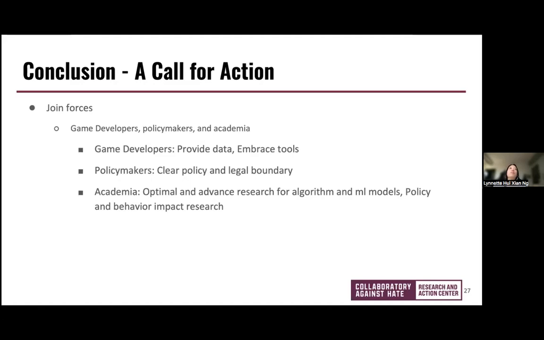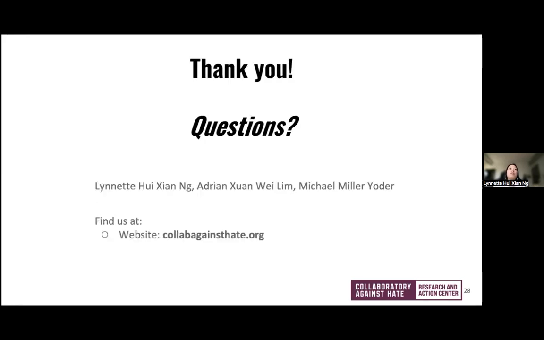So in conclusion, we need a call to action. So game developers, policymakers, and academia, all of us need to join forces in the sense that game developers should work to provide data and embrace tools, and policymakers set clear policy and legal boundaries. And for academia to go head on in research and performant algorithms, and also utilize AI and ML models so that they can continually have policy and behavioral impact on their research.